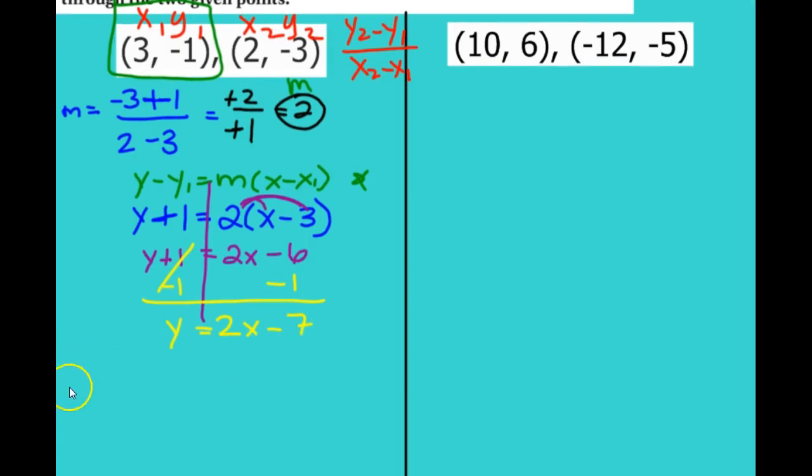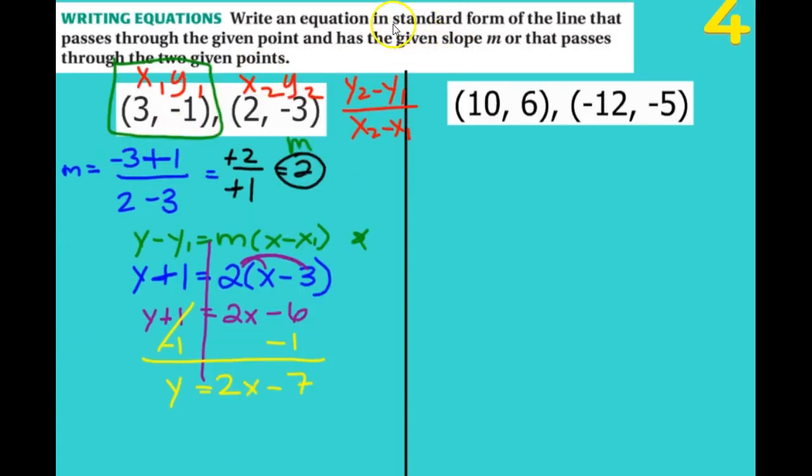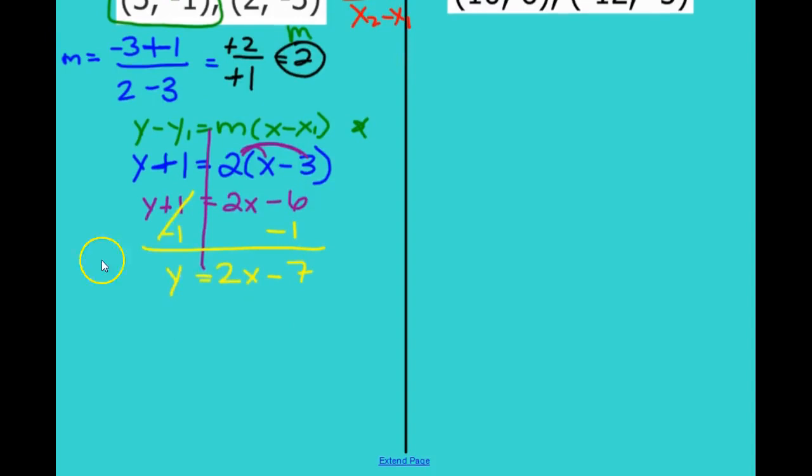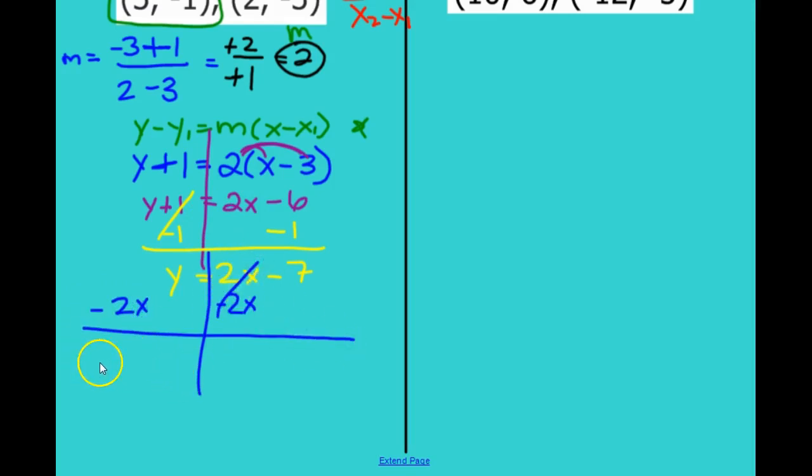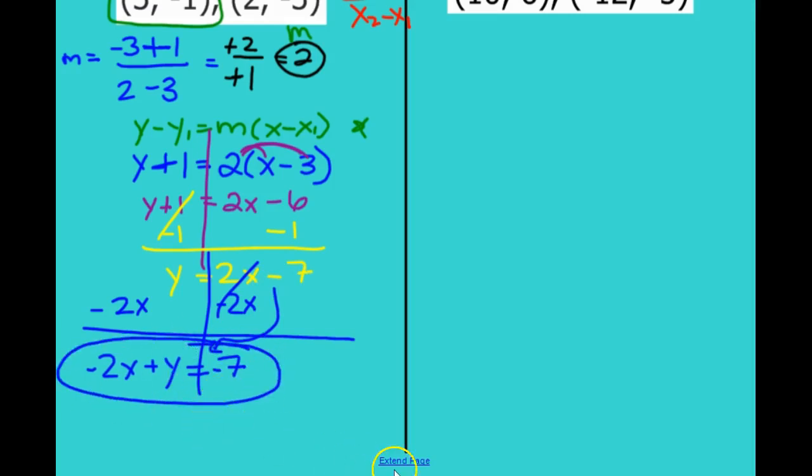But they asked us for standard form, so we need to move to get x and y on the same side. So I'm going to subtract 2x. It's positive, so that's why we subtracted it. So we have negative 2x plus y equals a negative 7. Don't forget that negative. That would be your best answer.